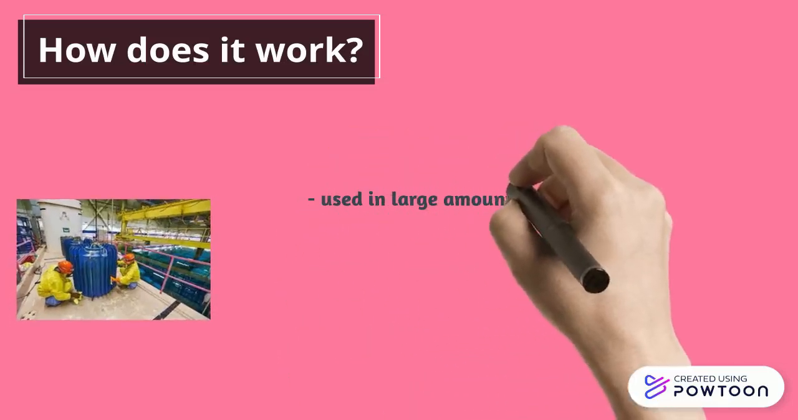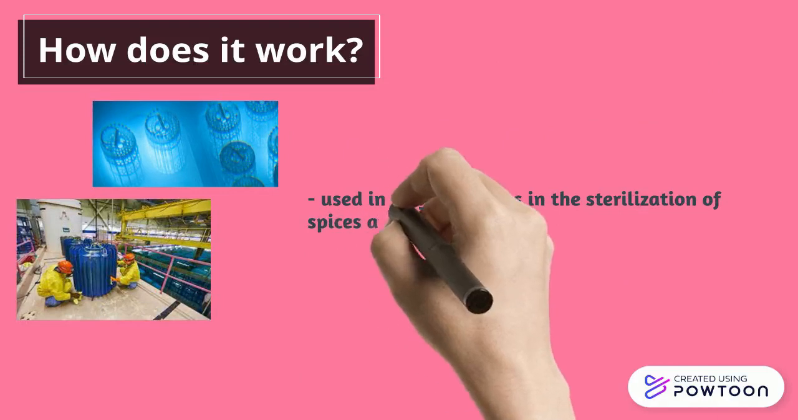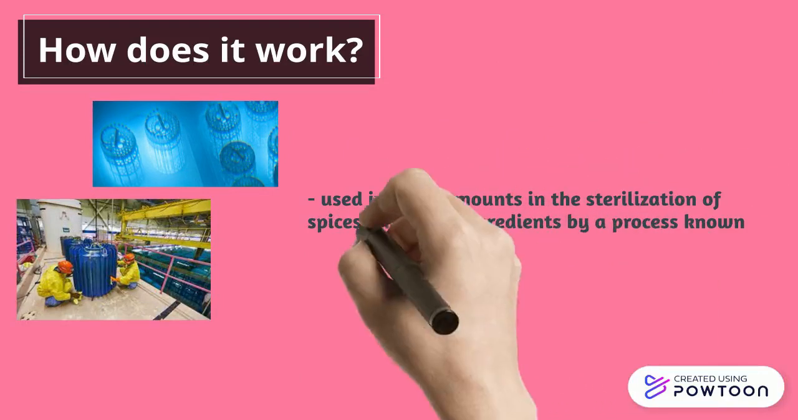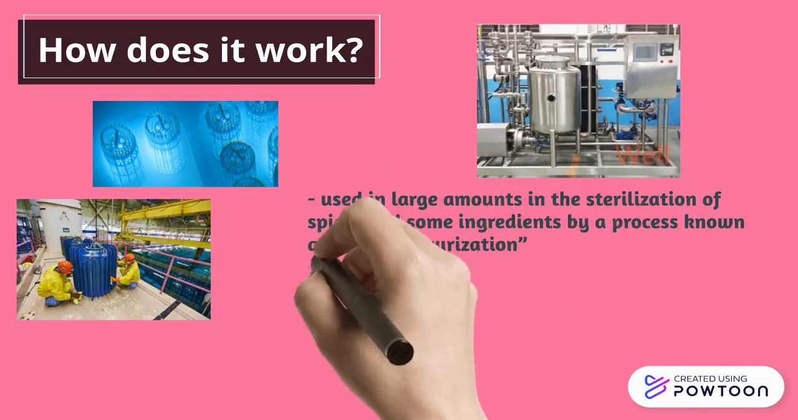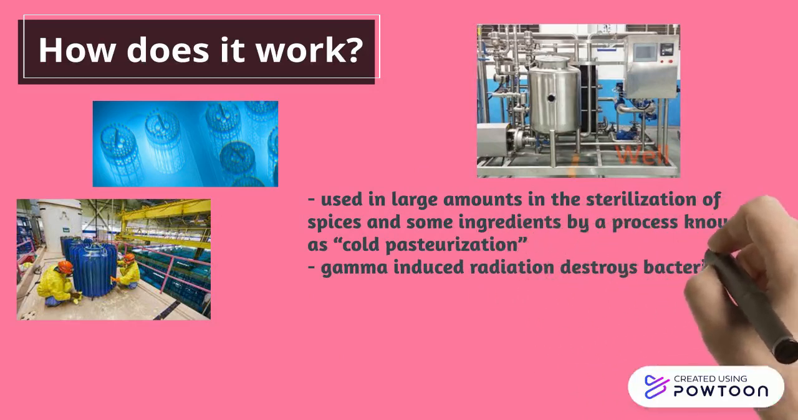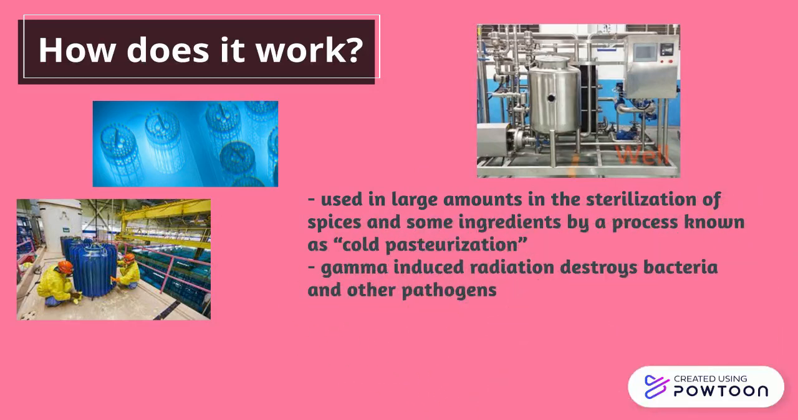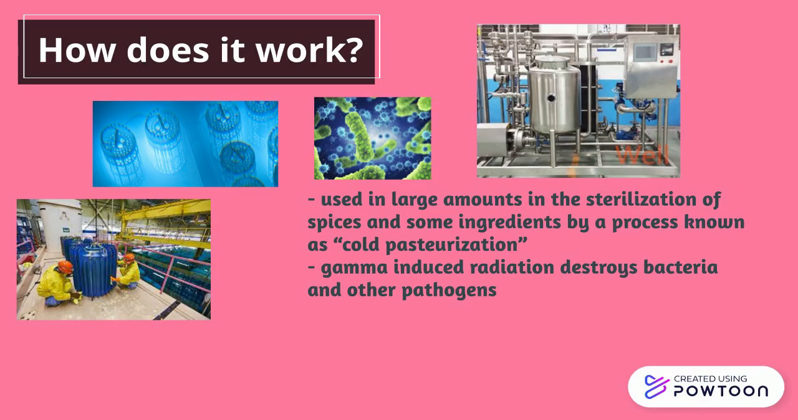Cobalt-60 is used in large amounts in the sterilization of spices and some other ingredients by a process known as cold pasteurization. The gamma-induced radiation destroys bacteria and other pathogens without causing any changes to the food product or leaving any radioactivity behind during treatment.